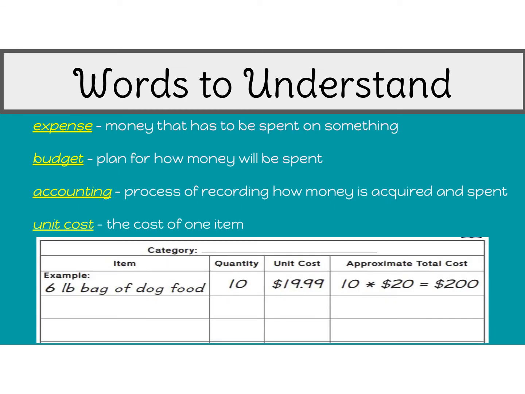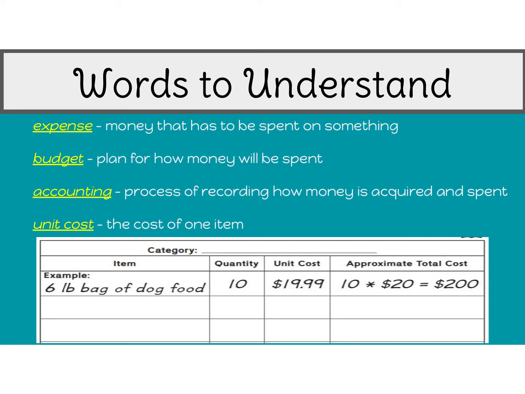So to get started today with this lesson, we need to talk about some words that you are going to need to think about and understand in order to plan a budget to spend a lot of money. So the first word that we want to talk about is the word expense. And you may or may not have heard this word before, but money that has to be spent on something would be called an expense. So whether you need to buy cat food, dog bowls, dog dishes, brush, whatever it is that you need, that would be an expense.